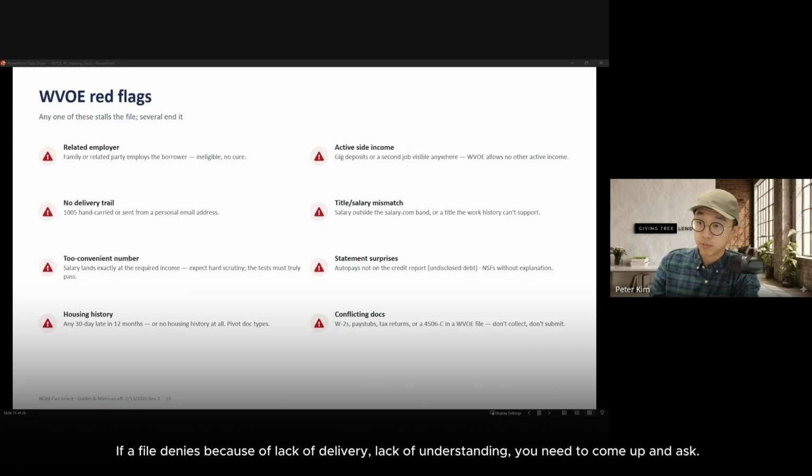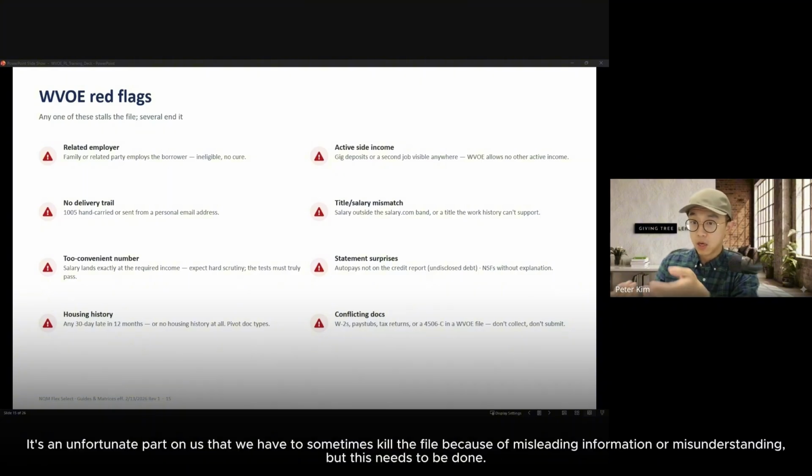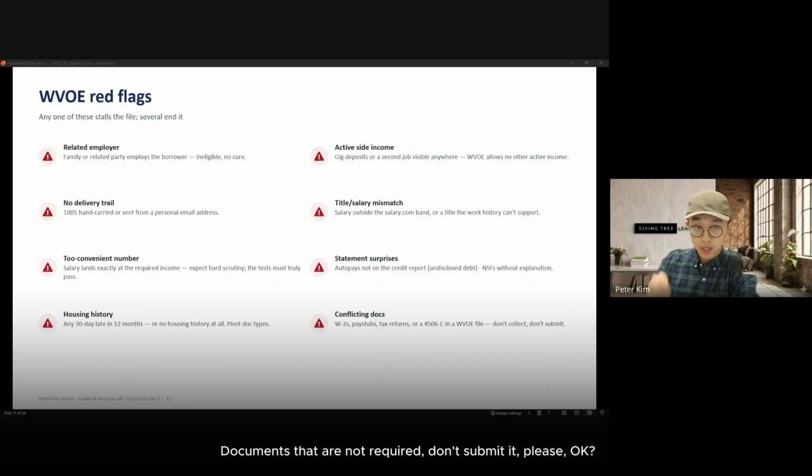If a file denies because of lack of delivery, lack of understanding, you need to come up and ask. It's the unfortunate part on us that we have to sometimes kill the file because of misleading information or misunderstanding. But this needs to be done. Documents that are not required, don't submit them, please.